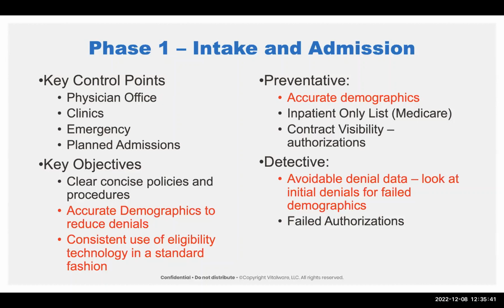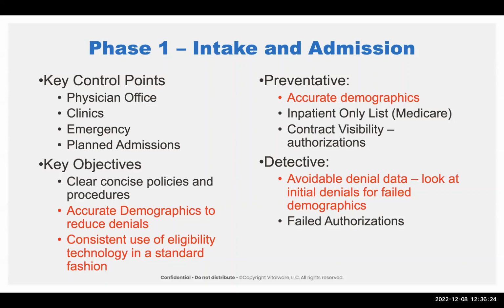Then key objectives. They have to be clear and concise policies, accurate demographics to reduce denials, and consistent use of eligibility technology in a standard fashion. So let's talk about that right now. If you're in patient access, you're probably screaming at the top of your lungs right now. There's eligibility technology within most computer systems. However, different payers decide they don't want you to use the eligibility system within your computer system. They want you to use their portal. So, you've got certain people going off to do this. So this is where it becomes very concerning.